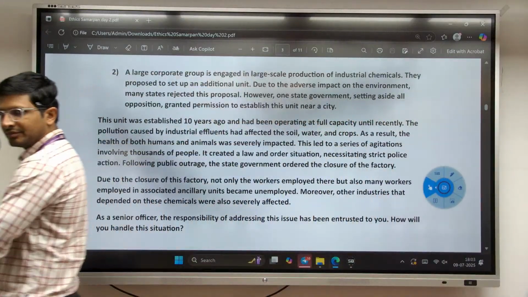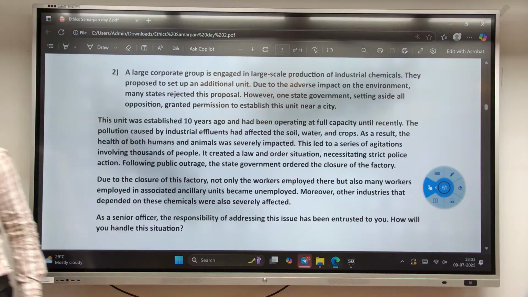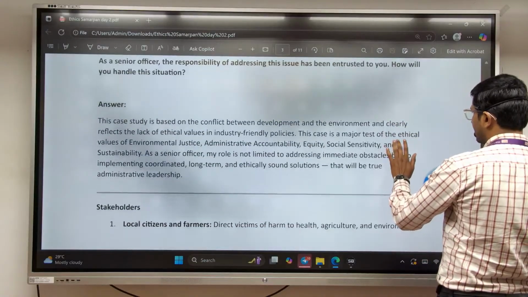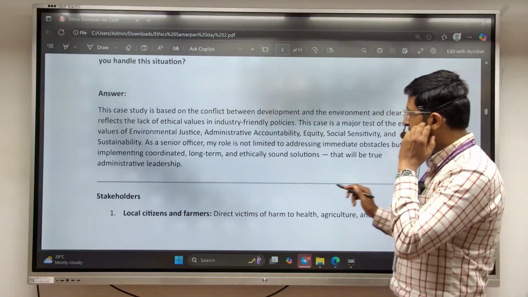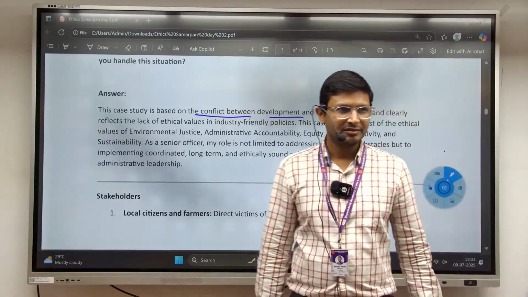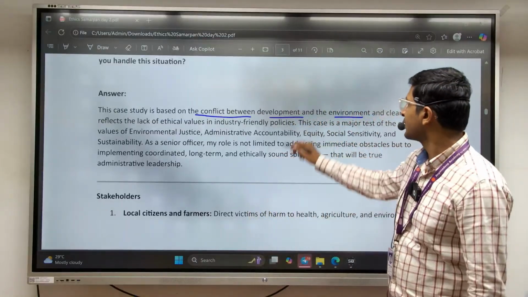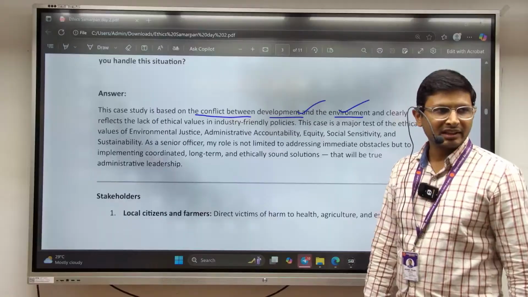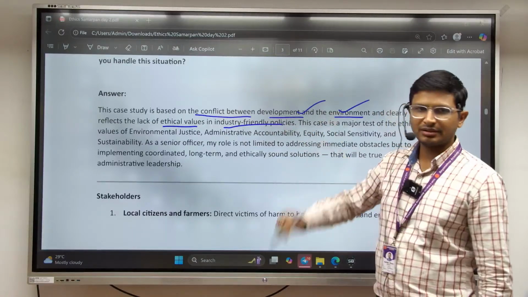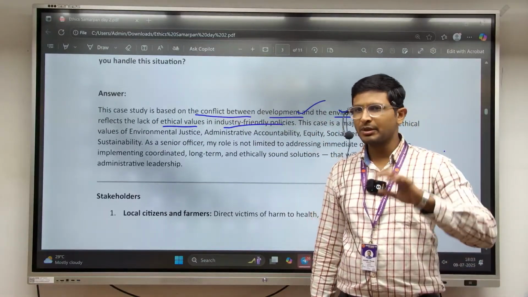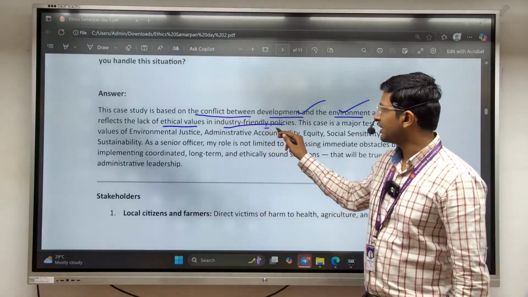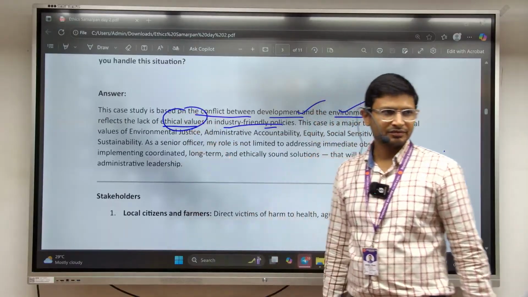Okay, let's discuss. See, first you will write the introduction. So what has been given in the case study, you will write here. It is based on the conflict between development and the environment, right? It is the conflict between development and the environment, and it clearly reflects the lack of ethical values in industry-friendly policies. Like the state government has given the permission, even near the city. So you are industry-friendly, but you lack ethical values, right?